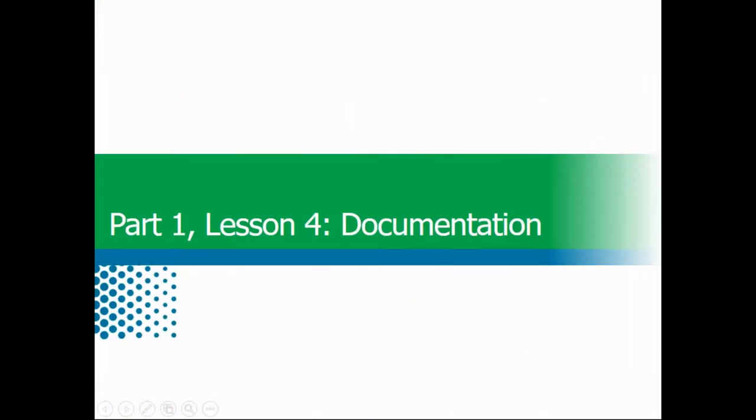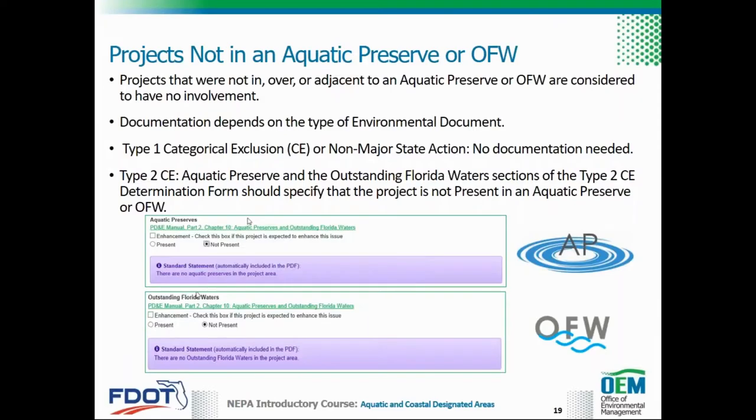From here, we'll proceed to Lesson 4 to discuss how impacts, or the lack of impacts, are documented in the environmental document. Projects that are not in, over, or adjacent to an aquatic preserve or an OFW are considered to have no involvement. This is documented differently depending on the type of environmental document being prepared for the project. If the project is a Type 1 categorical exclusion, or CE, or a non-major state action, no documentation is needed.